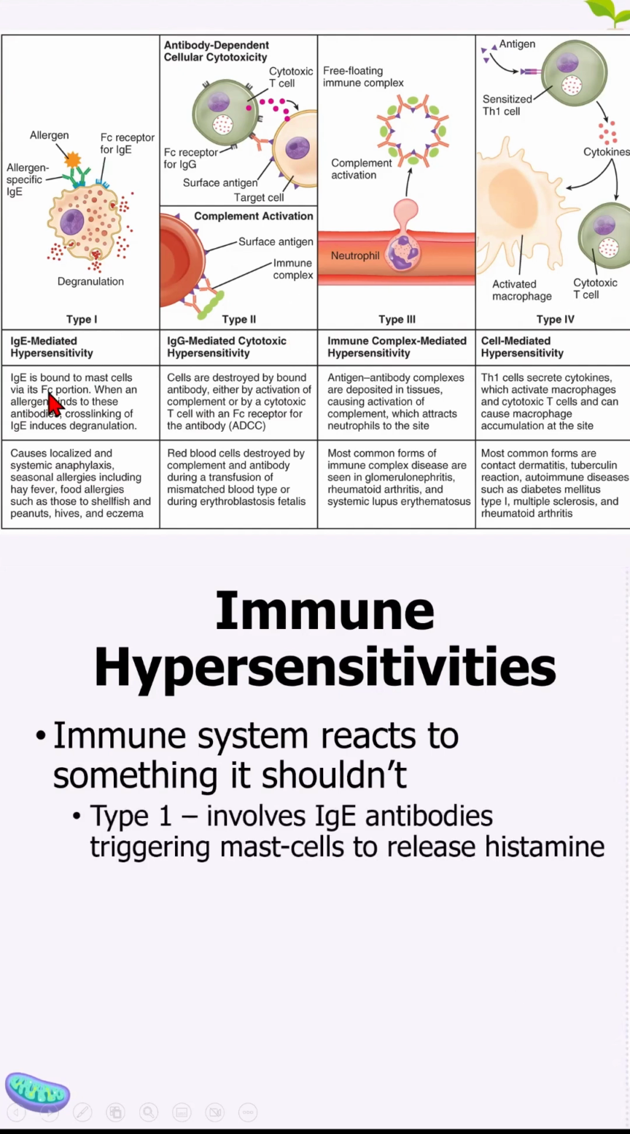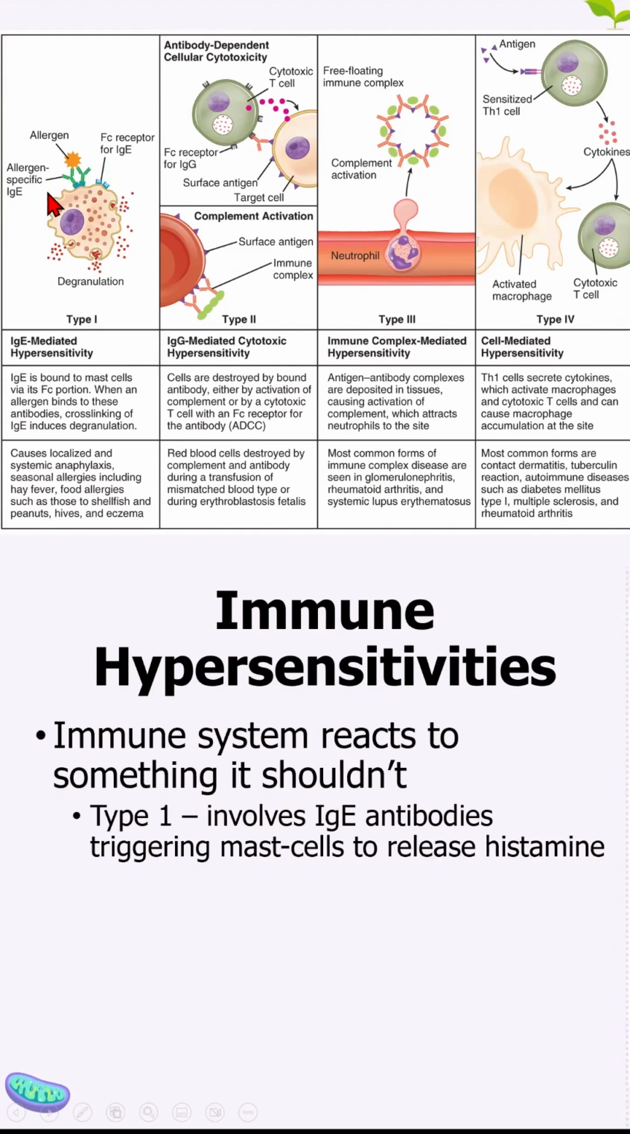Type 1, in summary, and I'm not going to go through it in super detail, is essentially IgE antibodies. They're a specific type of antibody, not the same as IgG, not the same as IgM. They're called IgE. And what happens is they, for whatever reason, bind to a mast cell. A mast cell is a type of white blood cell that contains histamine, and histamines are important for inflammation.